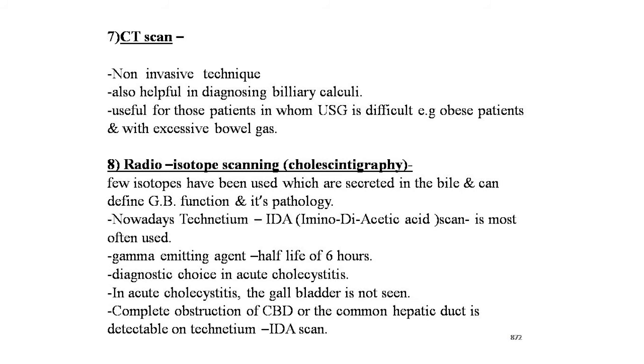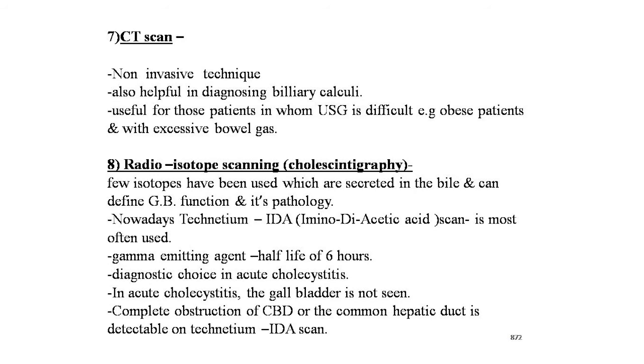Next investigation is radioisotope scanning, that is the cholecystography. Few isotopes have been used which are secreted in the bile and can define gallbladder function and its pathology. Nowadays, technetium IDA, that is the iminodiacetic acid scan, is most often used. It is a gamma emitting agent with a half-life of 6 hours.